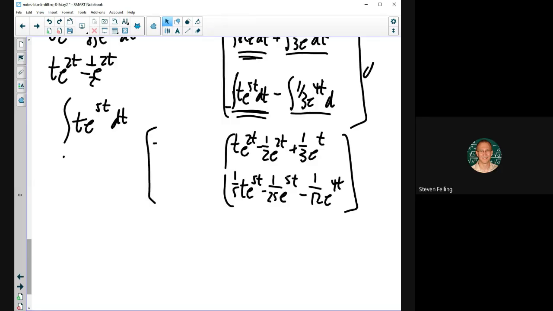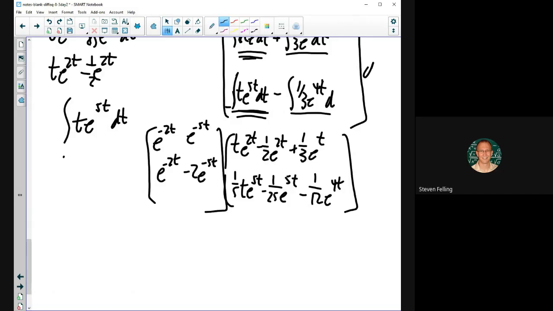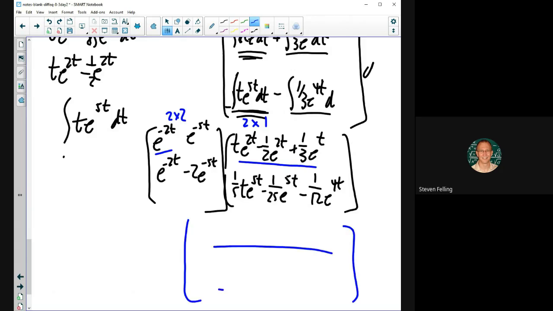And let me copy it again. It's e to the negative 2t, e to the negative 2t, e to the negative 5t, negative 2 e to the negative 5t. Now we have to do matrix multiplication. Okay, so let me change colors here so we can kind of see. It's going to be this times this first. Well, first of all, we have a 2 by 2 matrix times a 2 by 1 matrix, which means we're going to get a 2 by 1 matrix. So it's going to have just 2 rows in it, right?